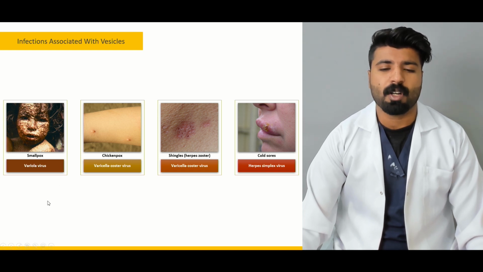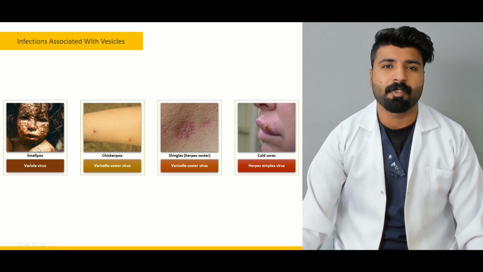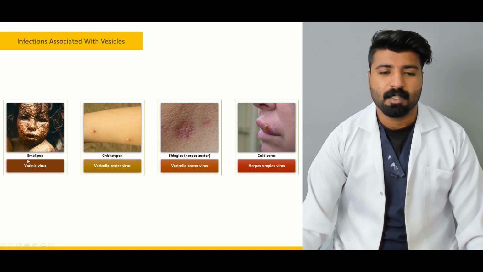Next, we have chickenpox, which is caused by varicella zoster virus. You still see chickenpox in some underdeveloped countries, in which varicella zoster virus will get to you, and it will lead to formation of vesicular rash. Now, you can see these are the vesicles, well demarcated, raised lesions, which are filled with fluid.